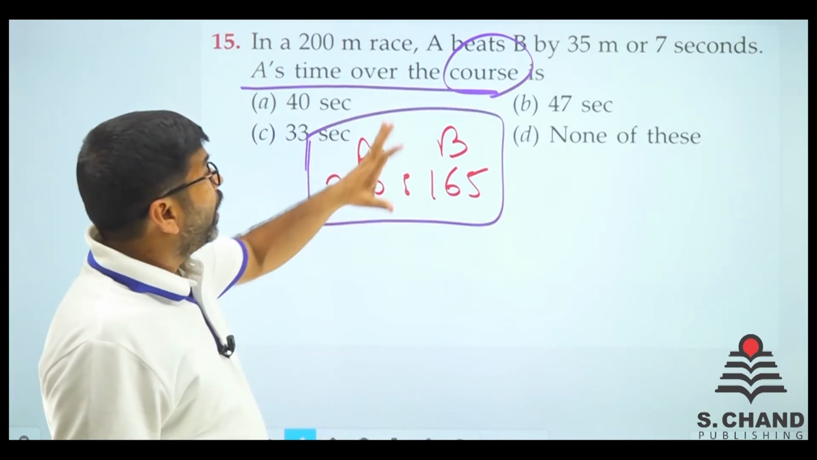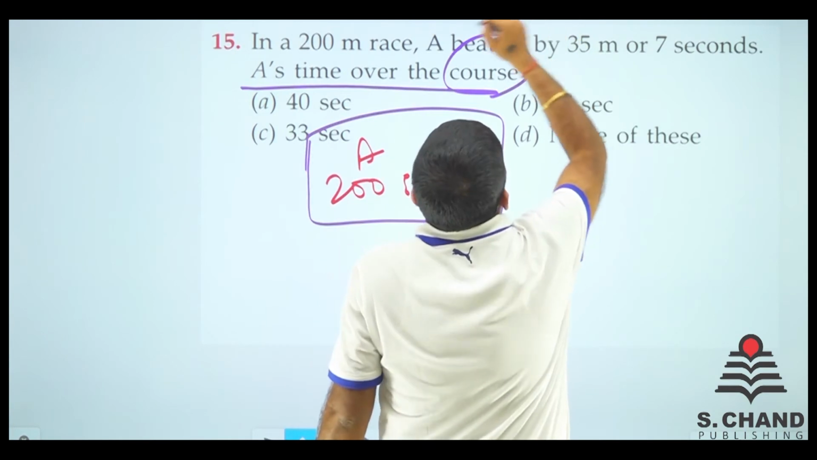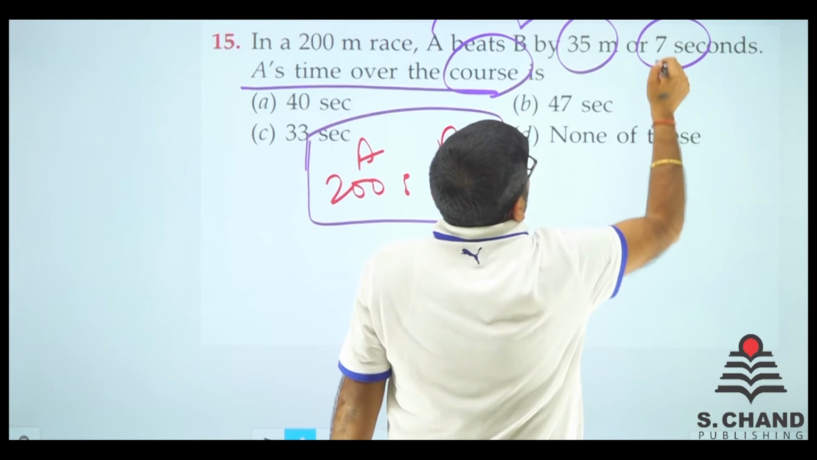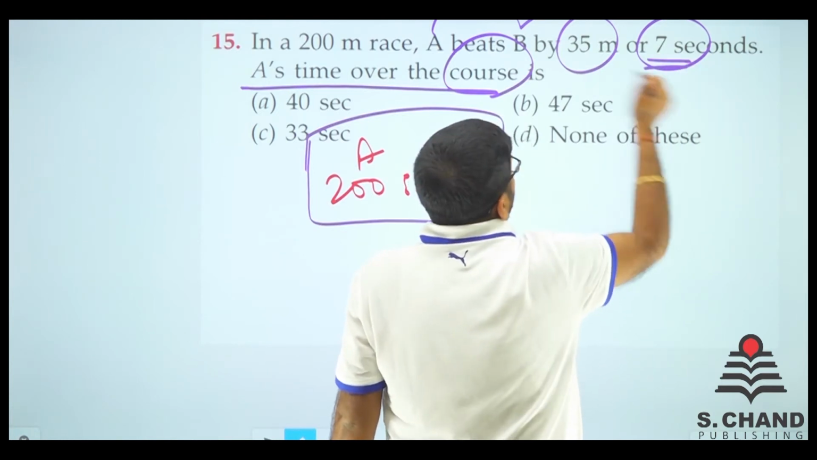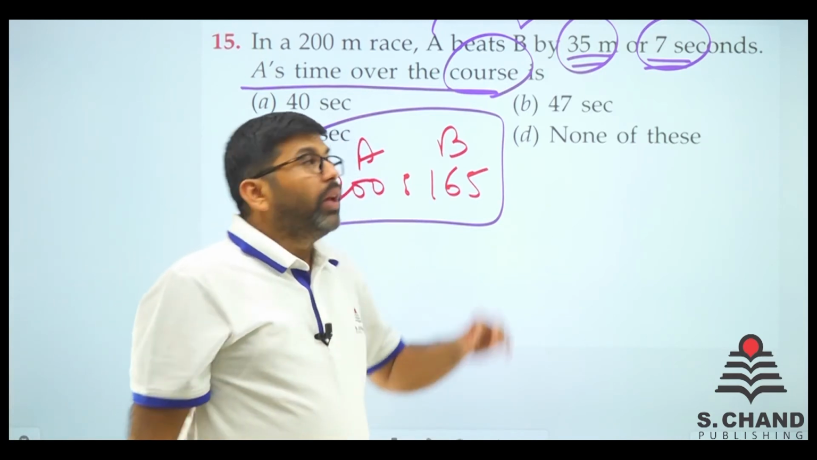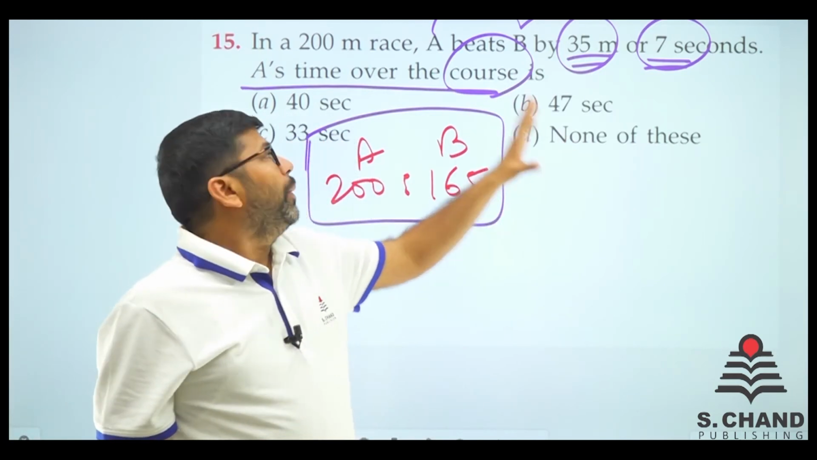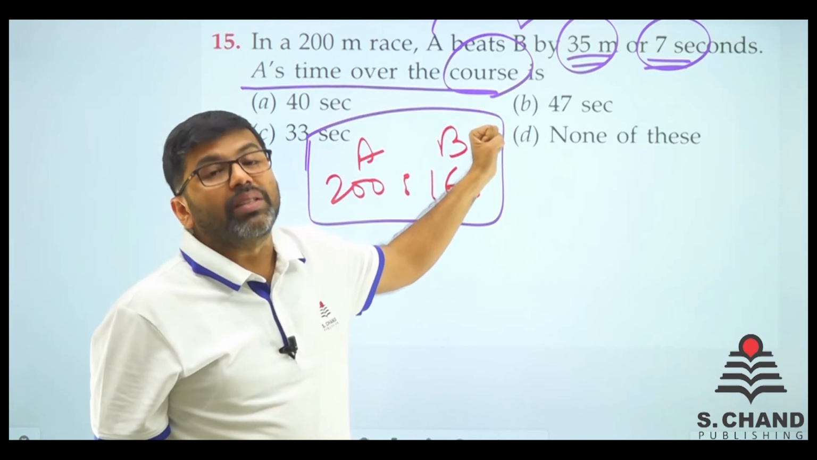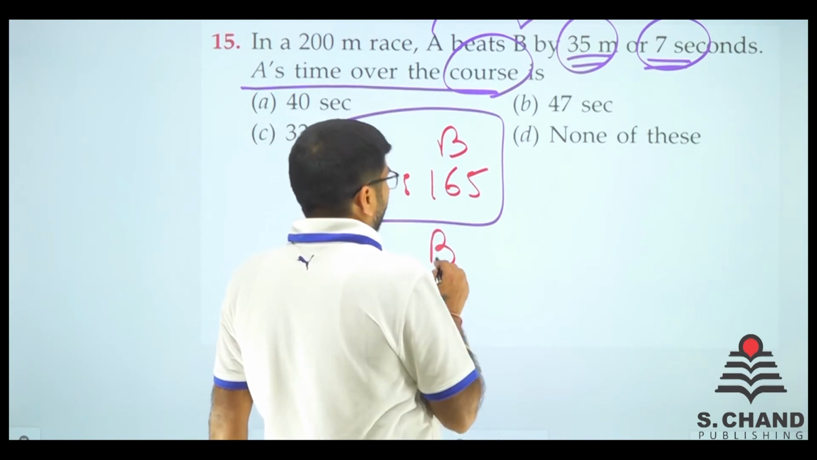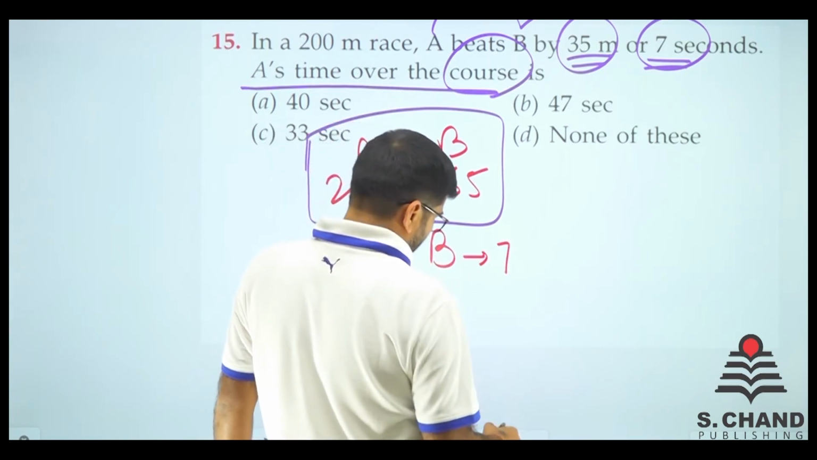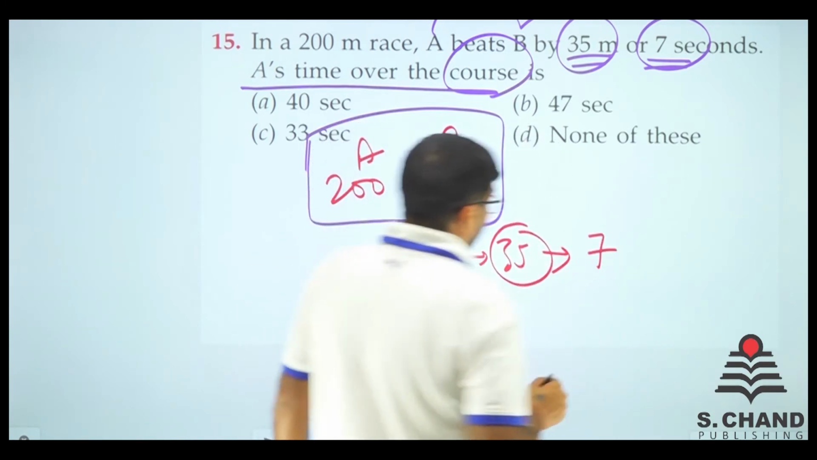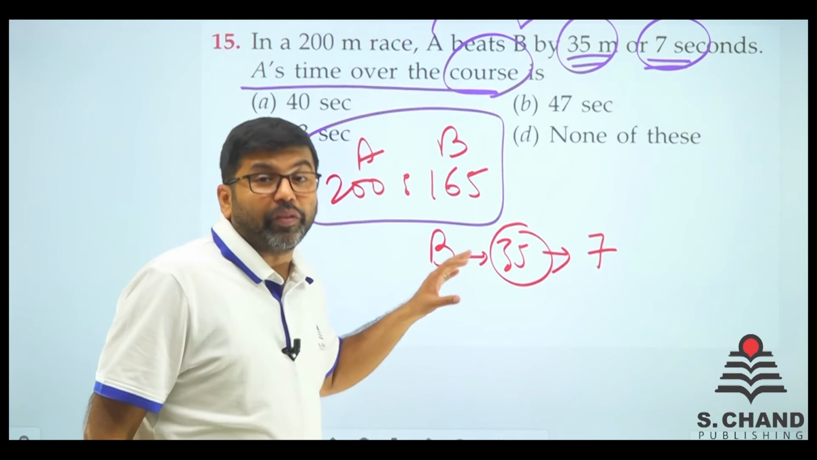Just leave it here. Now you see that A beats B by 35 meter or 7 seconds. That means in those extra 7 seconds, B just moved 35 meter, right? I say it again. In those 7 seconds, B just moved 35 meter, right? So I can say that B covered 35 meter in just 7 seconds. But the race was not of 35 meter.